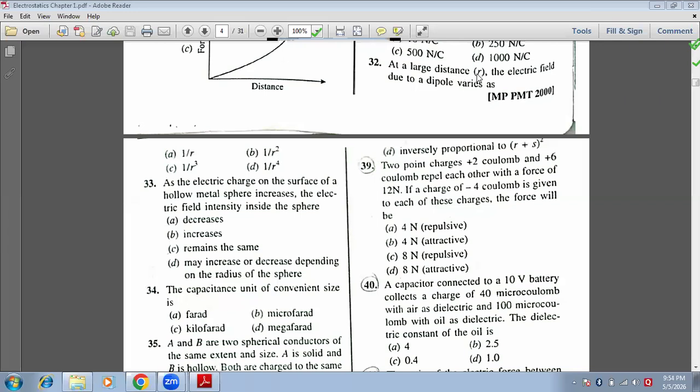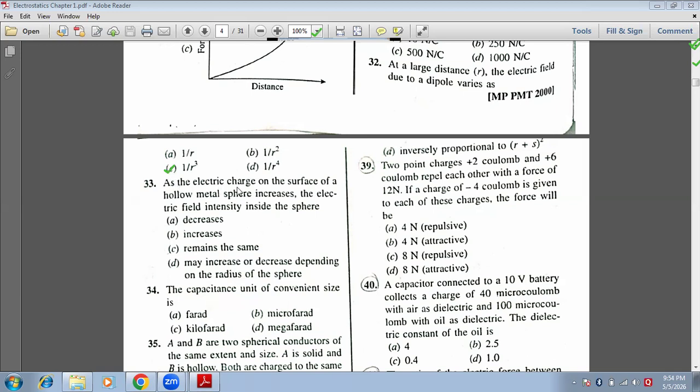At a large distance r, the electric field due to a dipole varies as: option A, 1 upon r. Option B, 1 upon r square. Option C, 1 upon r cube. Option D, 1 upon r raised to the power 4. Correct answer, option C, 1 upon r cube.